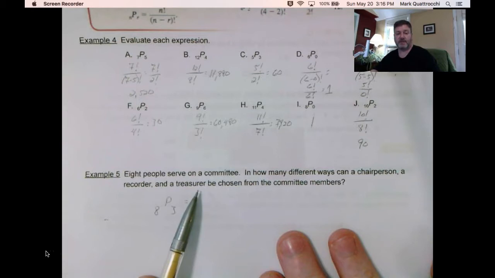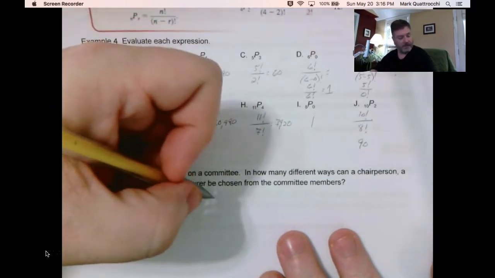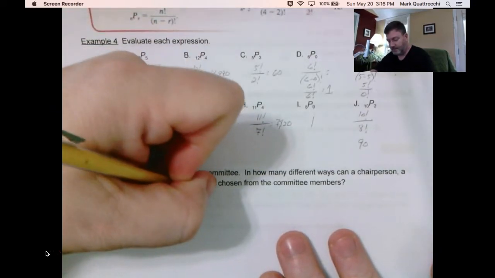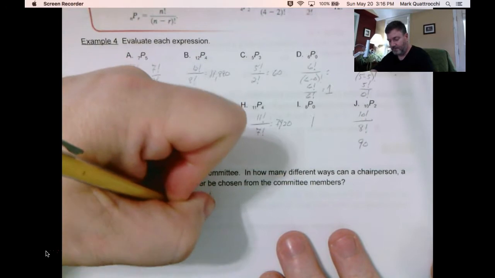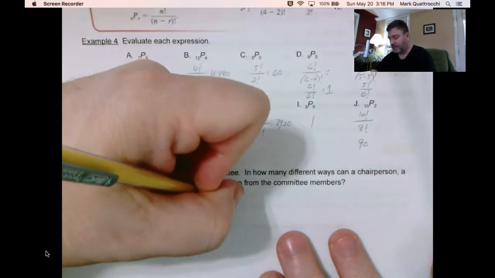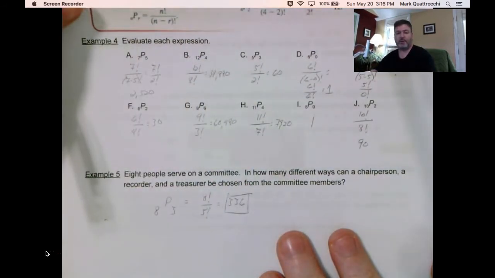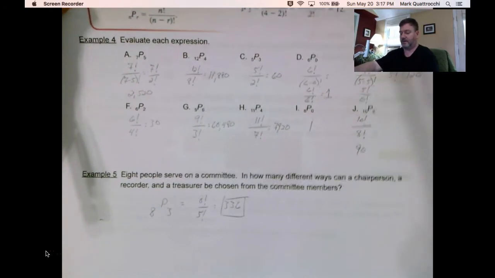So order matters here. And that becomes important when we start doing combinations. These are permutations, hence the P. Order matters. Remember that. So 8 factorial over 5 factorial, or 8 times 7 times 6, or 336 possible permutations for choosing a chairman, a recorder, and a treasurer.